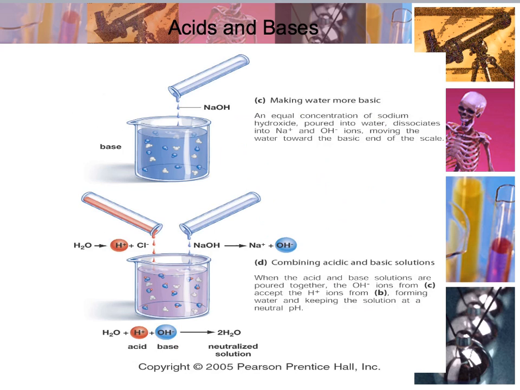Now with our base, we're showing that just the opposite is happening here. We have the sodium ion disassociating from the hydroxide, the OH negative ion. And generally what will happen is we will get an increase in the hydroxide ion, and that's the base. So what happens to your pH is it gets bigger. It gets higher than 7.